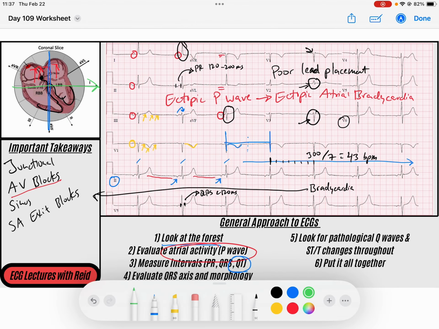Last thing I'm going to do is look for any ischemic changes, right? Someone's got an ectopic atrial bradycardia. Well, could an ischemic event have caused this? So I look for ST or T wave changes for acute events. Luckily, I don't see any elevation or depression.